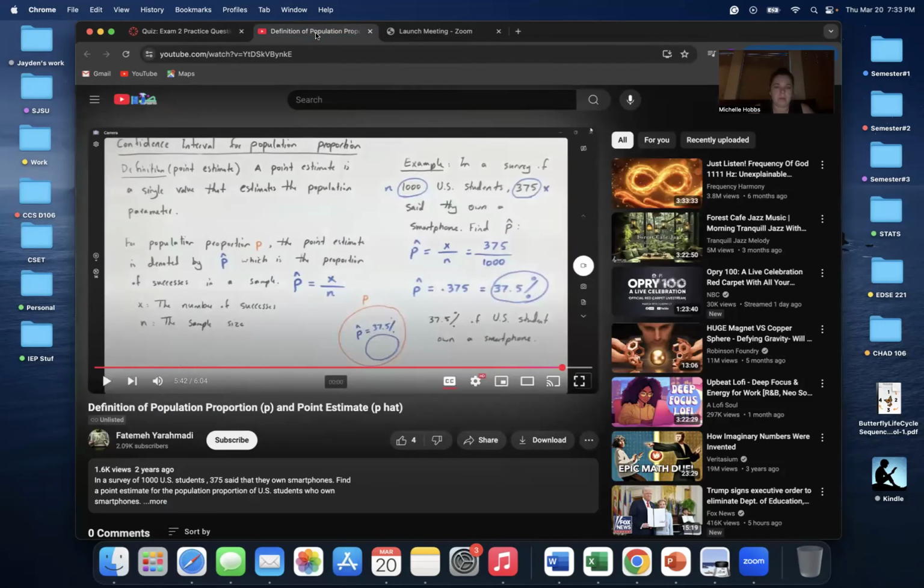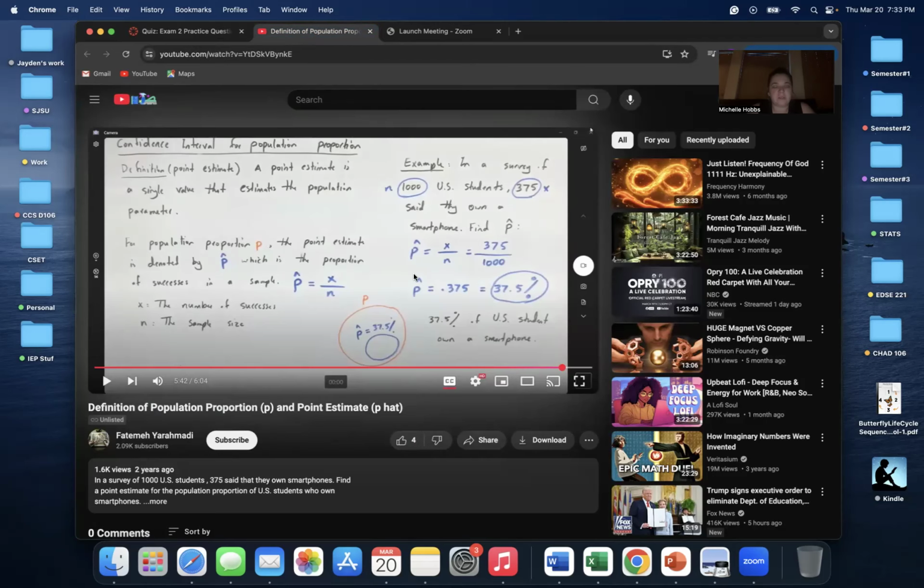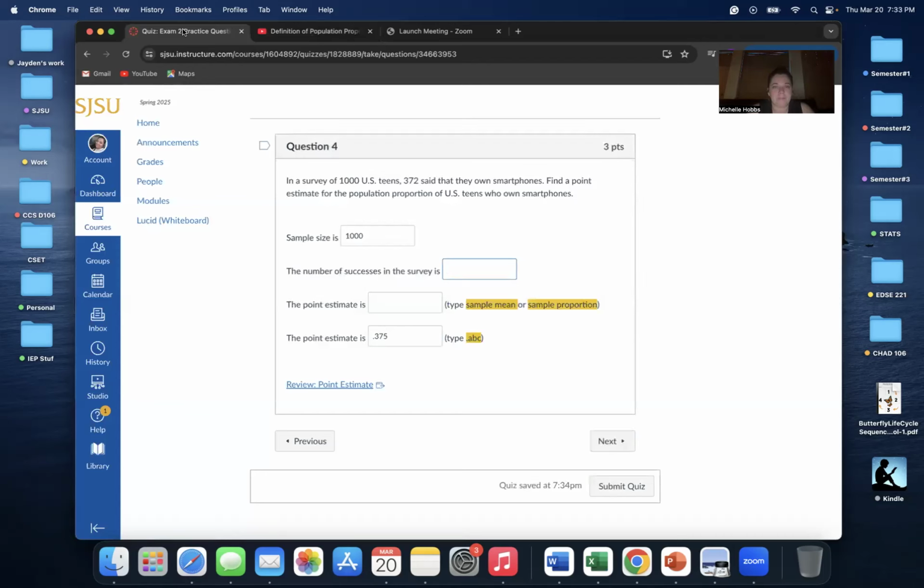So the P hat is the point estimate. The point estimate is 0.375. The number of successes in the story is 375.